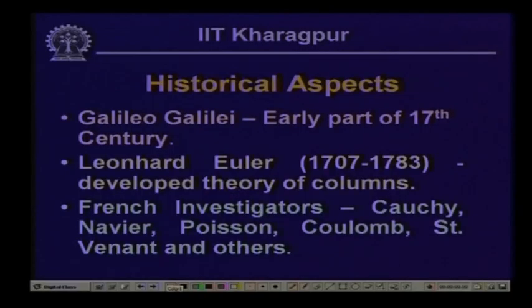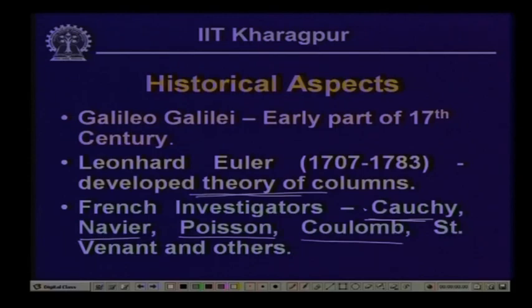In fact, Leonhard Euler in 1744 gave his theory on column buckling. He explained how we arrive at the critical buckling load for a column member, but since he did not have any experimental evidence, it took almost 100 years to establish or re-establish this particular theory of Euler's. Still today we talk about Euler's column buckling.